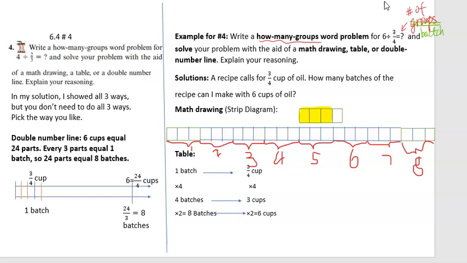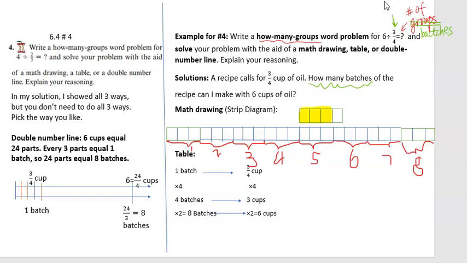So what are possible real life measurements we can use for groups? Either batches of cookies or servings of some kind of food. Here I use the batches. Number of groups means number of batches, and that's the answer we're solving for. So my question would be asking how many batches of a recipe or of a cookie.